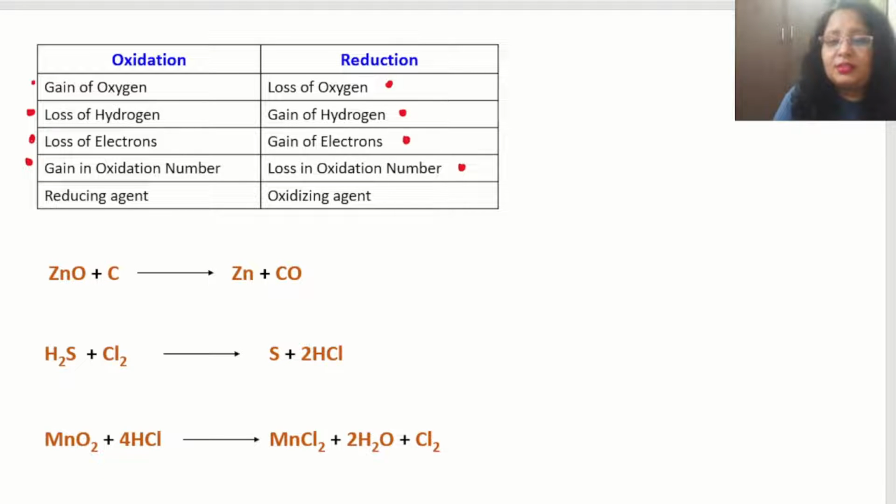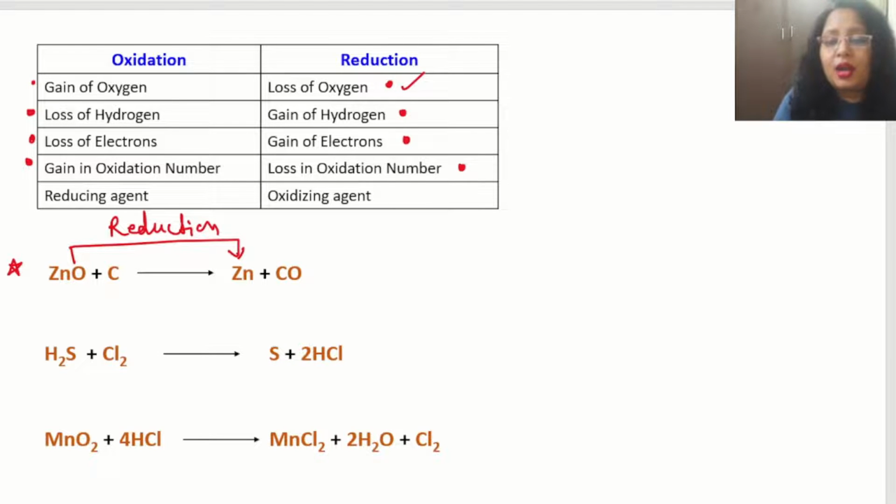Now let's come to some examples to learn how we can understand. Here in the first example, zinc oxide plus carbon, it gives zinc plus carbon monoxide. So what is going on here? From zinc oxide to zinc, it means loss of oxygen. Loss of oxygen is our reduction. It means zinc oxide is reduced. We can say this process is reduction, and we can say zinc oxide is reduced to zinc.